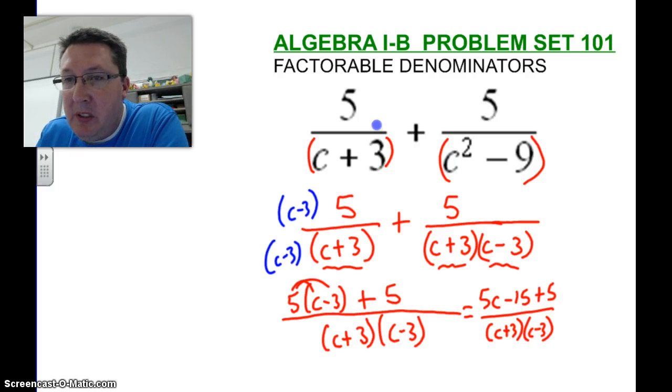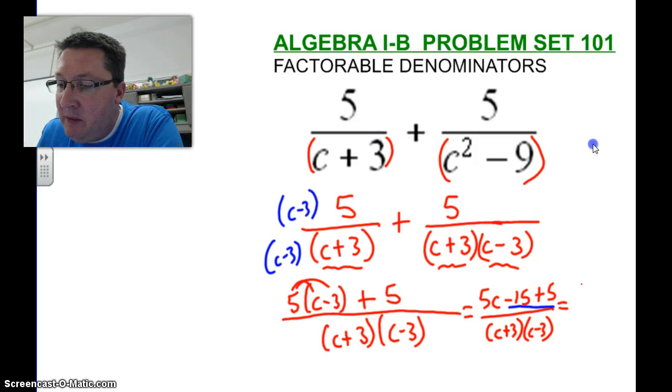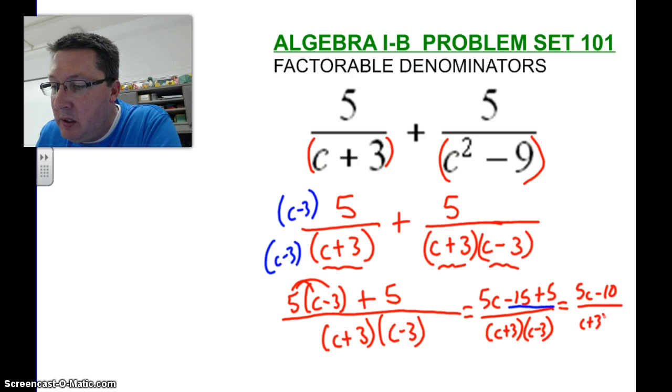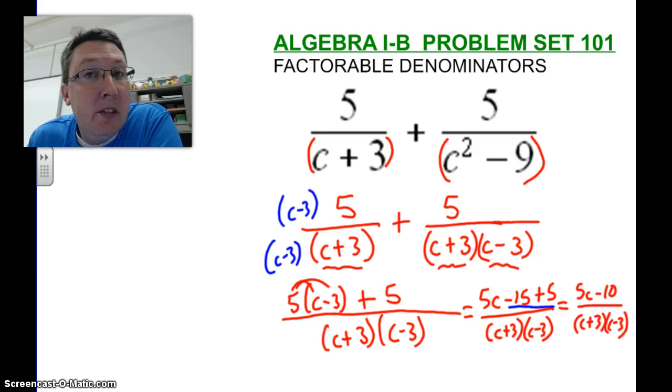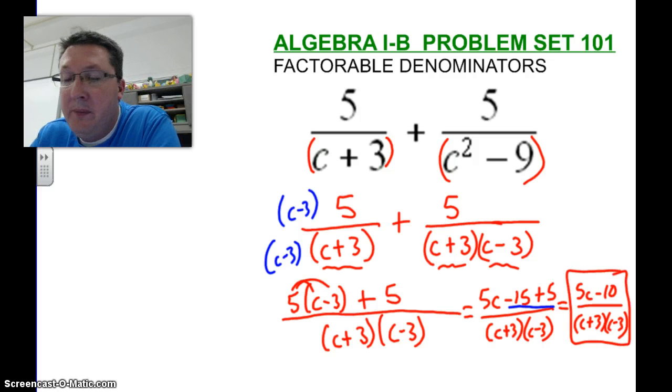So here on the top to finish up, I do have a couple of like terms, minus 15 plus 5. So I put that all together. I have 5c minus 10 over c plus 3 times c minus 3. That's as far as we can go. We cannot do any canceling. I don't need to worry about the denominator. This is my final answer.